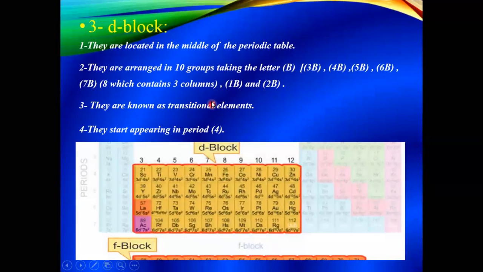So number three, D block. The D block is the block in the middle of the periodic table. يبقى مكانه in the middle of periodic table, and it's arranged in 10 groups اللي هم 3B, 4B, 5B, 6B, 7B, 8B (three groups), 1B, 2B. يبقى احنا بنتكلم على 10 groups. The elements of this block are known as transitional elements. يبقى لو قالك فين transitional elements هتقول they are in D block.